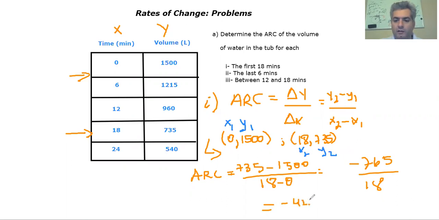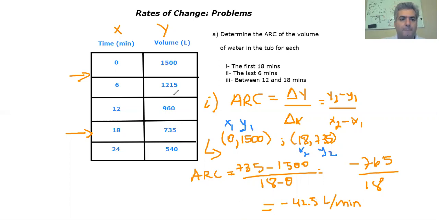And not to forget the units, we were dealing with the word problem, so you want to include all the units. We know the y coordinate is representing volume, so that would be liters. And then in the denominator is time, so that's in minutes, so liters per minute. So what we got here is negative 42.5 liters per minute, and that's the average rate of change of the water in the tub over the first 18 minutes. It's dropping by 42.5 liters every minute.